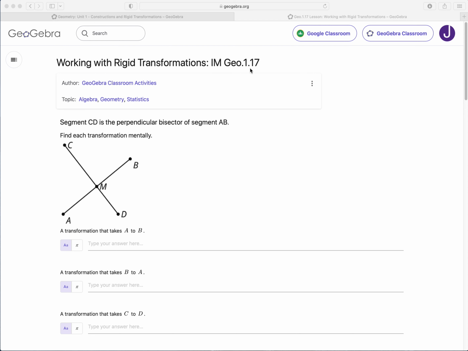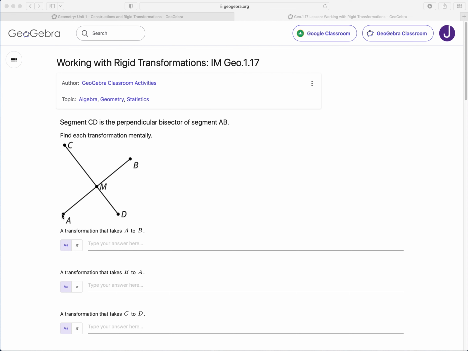So this is lesson 1.17, and let's take a look at this. Segment CD is the perpendicular bisector of segment AB, which means that CD right here is splitting AB perfectly in half, and of course this is a right angle. So we need to find each transformation. So a transformation that takes A to B. So how could we get A to land on B?